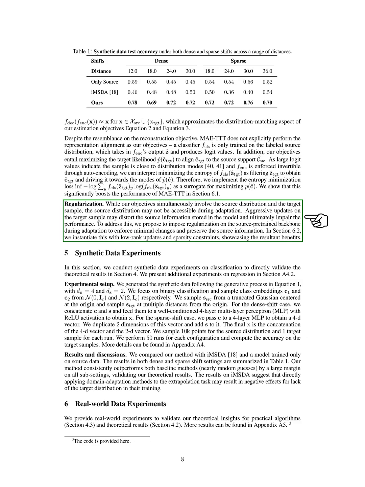Lastly, we address the issue of regularization. Since our objectives involve both the source distribution and the target sample, and the source distribution may not be available during adaptation, aggressive updates to the target sample could distort the source information in the model. To mitigate this, we propose regularization on the source pre-trained model during adaptation to ensure minimal changes and preserve source information. We demonstrate this with low-rank updates and sparsity constraints, highlighting the benefits in our experiments.